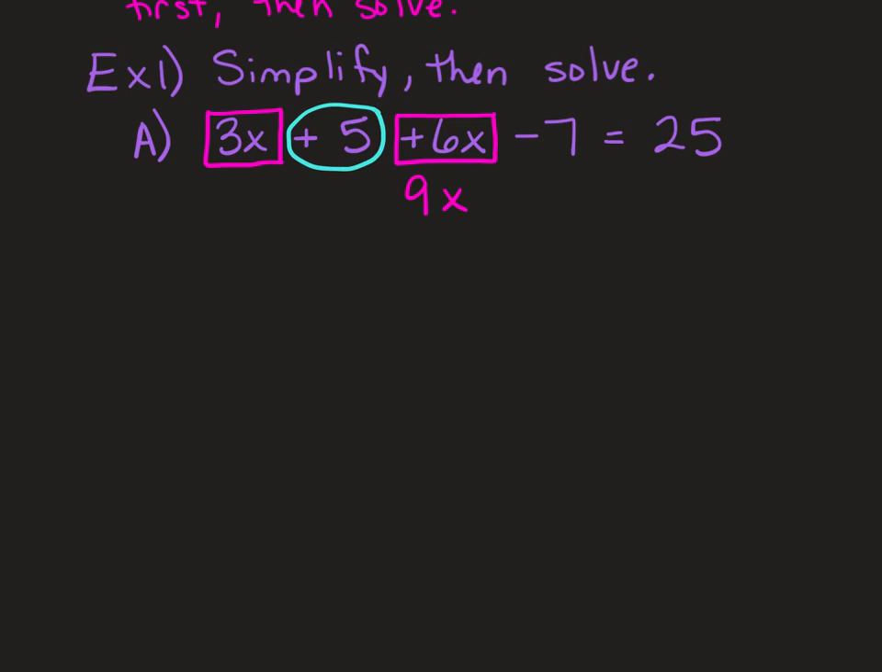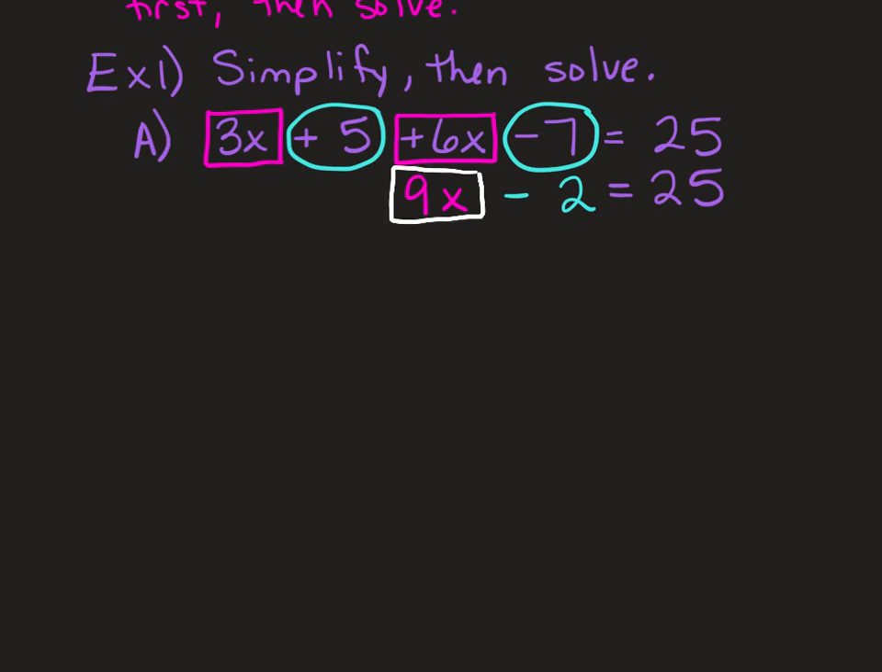Notice that 5 and negative 7 are both just constants. They're just numbers, so they're like terms. 5 minus 7 is negative 2. Now what we have is just a two-step equation that we're ready to solve.